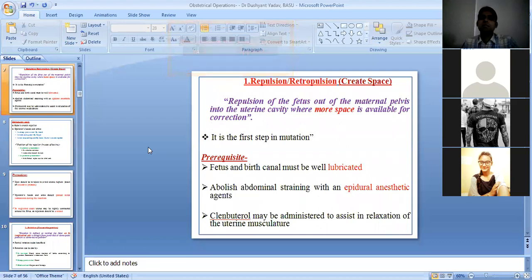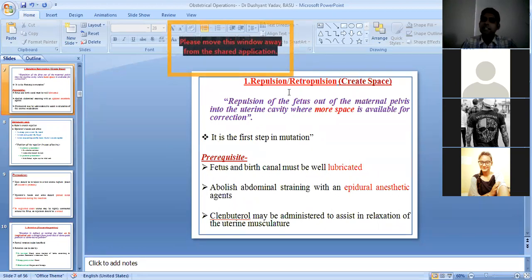Now coming to the repulsion or retropulsion. As I mentioned, this only creates the space. It does not correct anything, it only creates the space. Repulsion of the fetus out of the maternal pelvis into the uterine cavity where more space is available for the correction. How can you create the space? Only by repelling the fetus inside the uterine cavity or abdominal cavity. So it is the first step of the mutational operations.